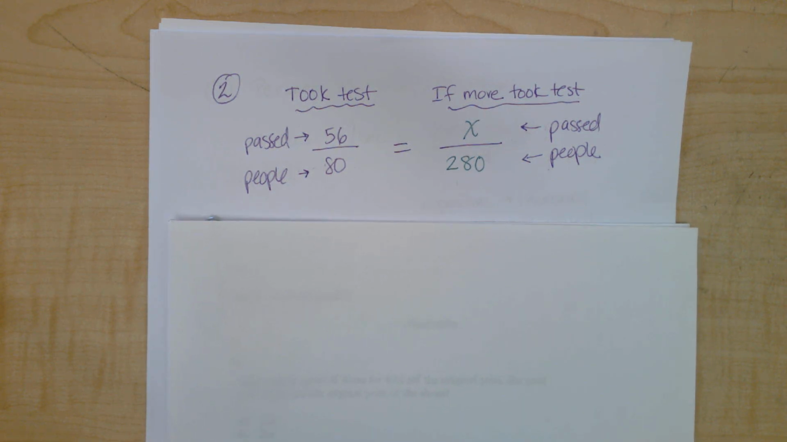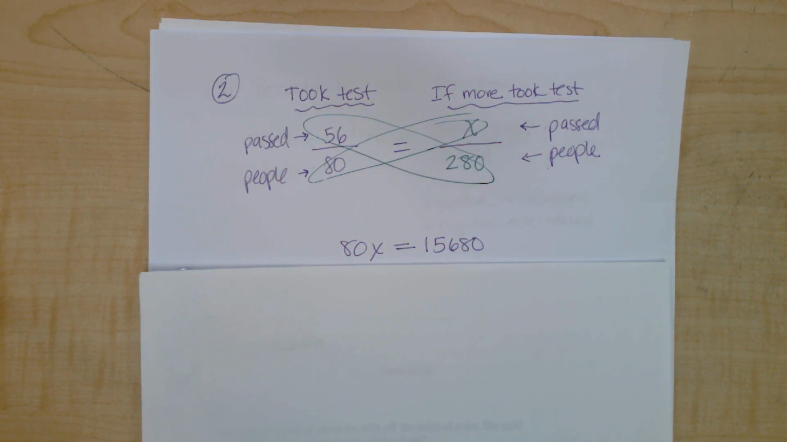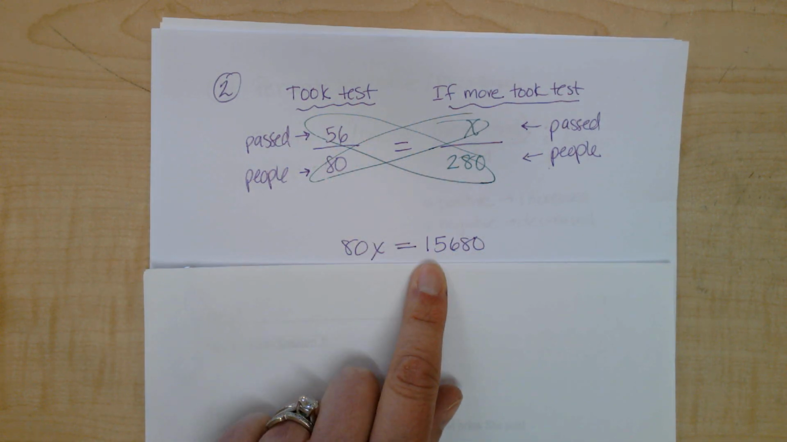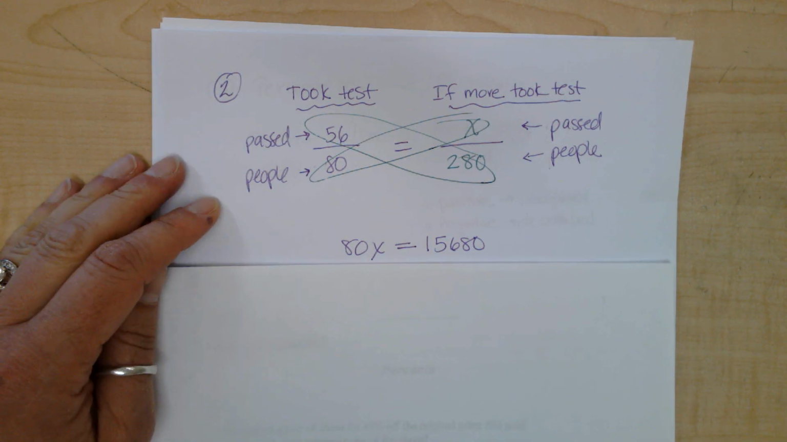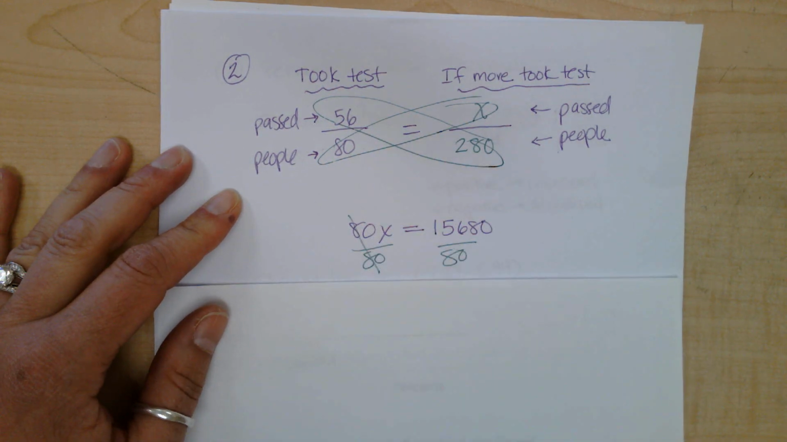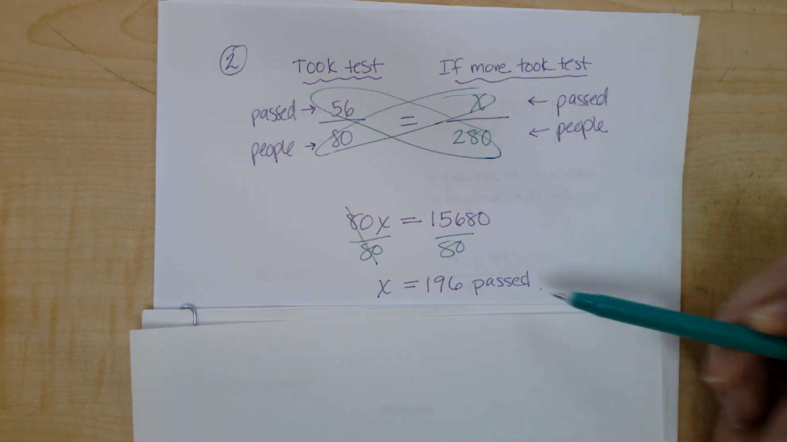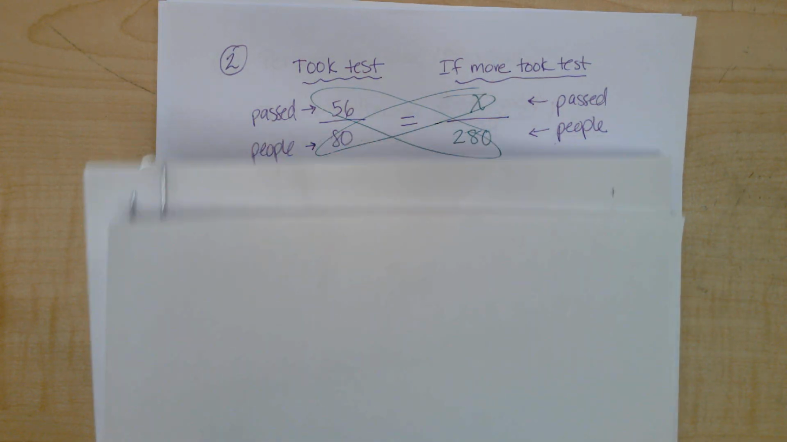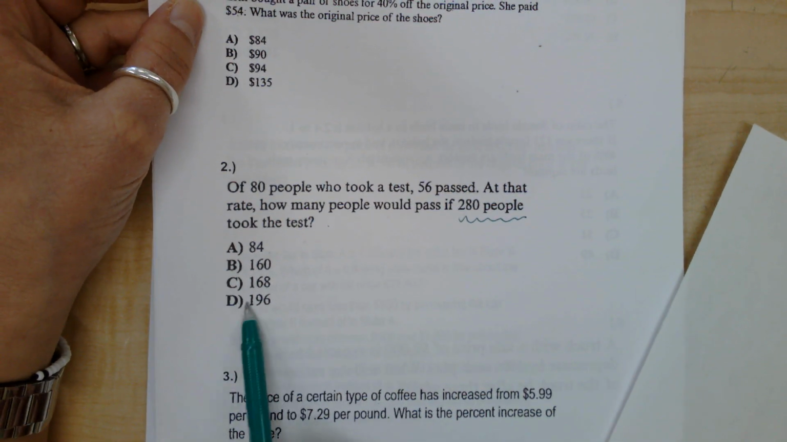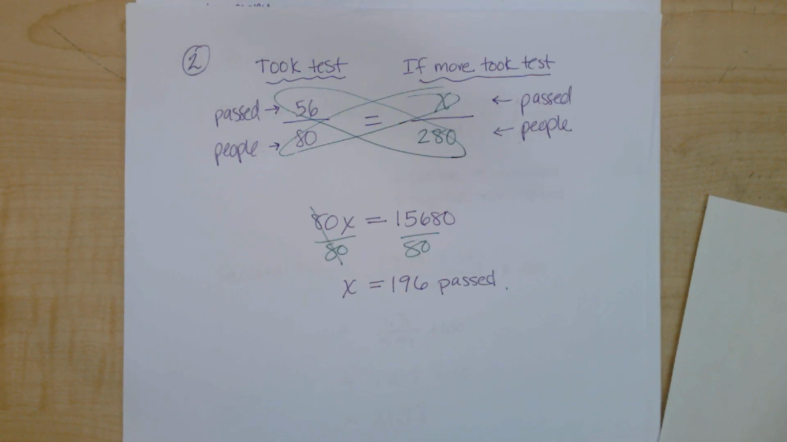And now that we have a nice proportion, yes, you can cross multiply. So we're going to get 80x equals 56 times 280, which gives you 15,680. We are going to divide both sides by 80. And we get x, when we divide this out, as 196 passed. And so let's go see if that's one of our answers. For number 2, yes, D, 196. And we did that by setting up a nice proportion.